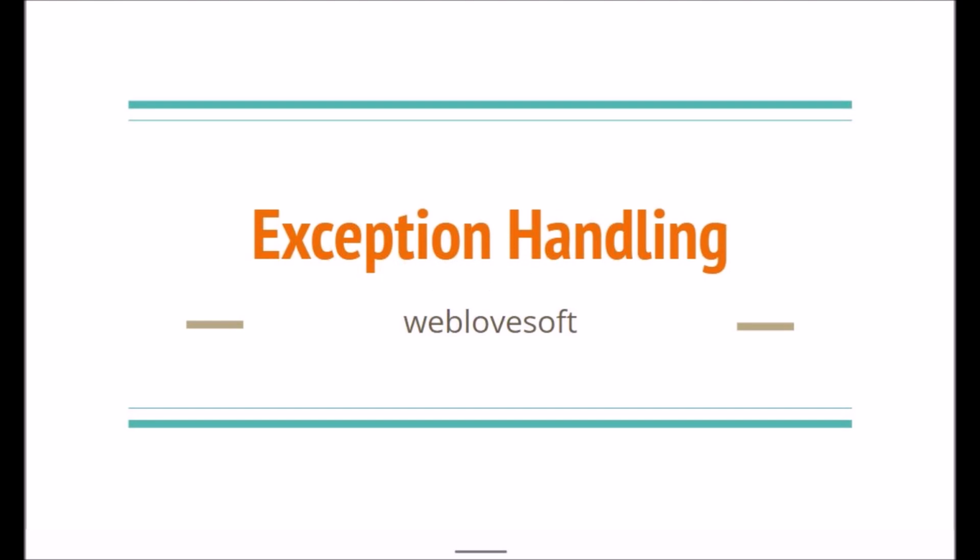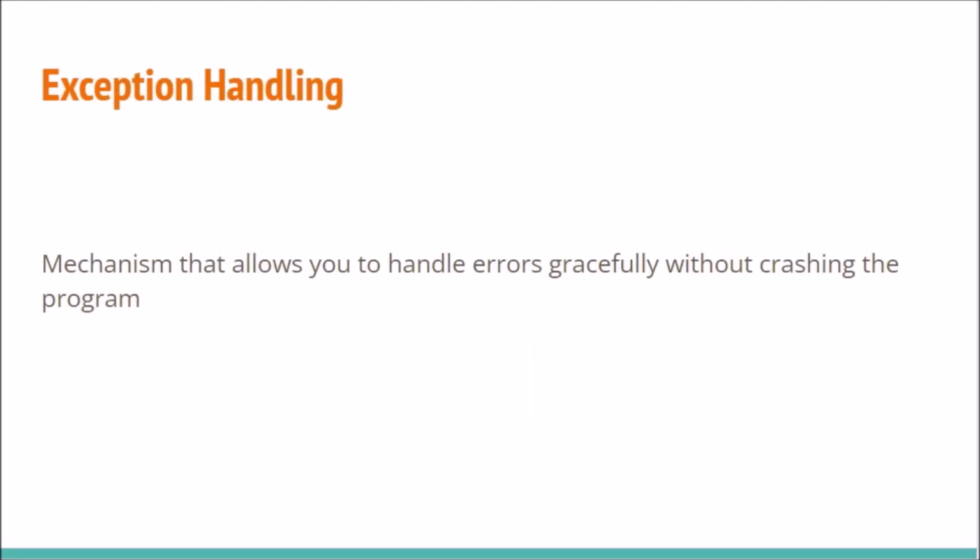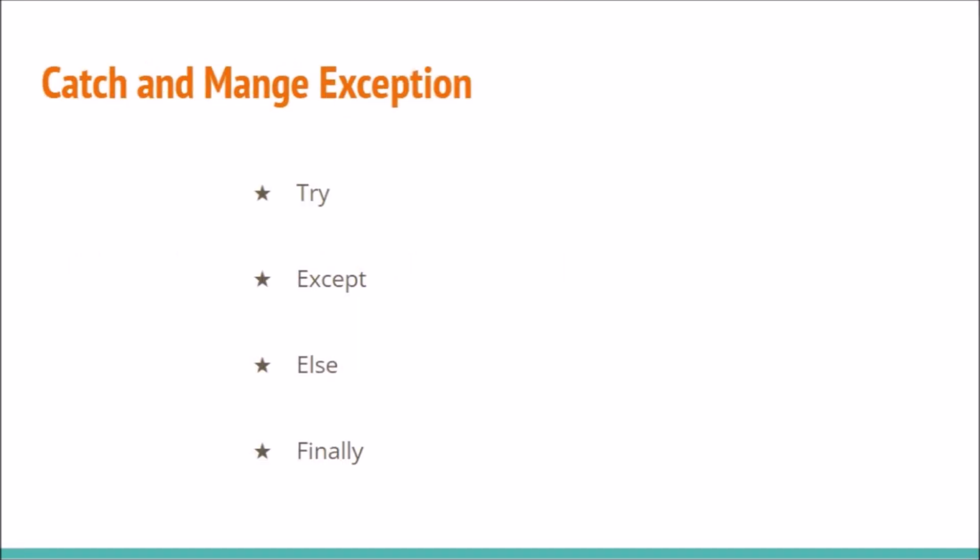Today we are going to learn about exception handling in Python. Let's start our class. Exception handling in Python is a mechanism that allows you to handle errors gracefully without crashing the program. Catch and manage exceptions. Exception handling involves using the try, except, else and finally blocks to catch and manage exceptions.